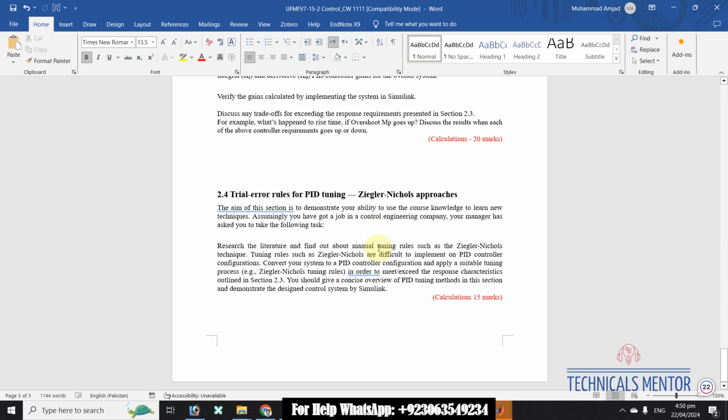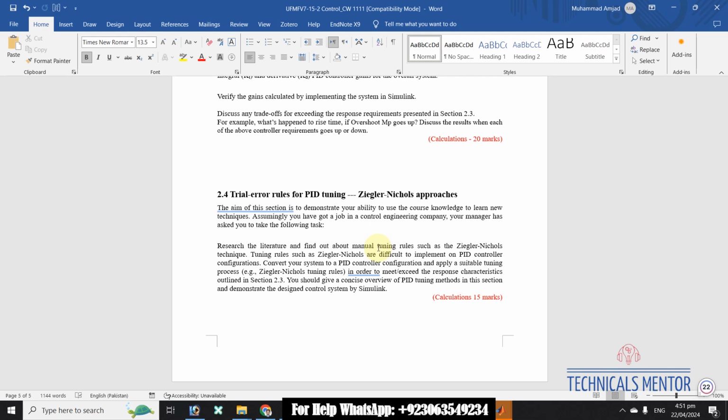Then we will see the trial and error rules for PID tuning by using the Ziegler-Nichols approach. The aim of this section will be to demonstrate your ability to use your knowledge to learn new techniques. We will assume that you got a job in a control engineering company, and your manager will give you a task to research the literature and find out about manual tuning rules such as the Ziegler-Nichols technique. Tuning rules such as Ziegler-Nichols are difficult to implement on a PID controller configuration. You will convert your system to a PID control configuration and apply a suitable tuning process using the Ziegler-Nichols tuning rules in order to meet the response characteristics outlined in the section which we already discussed previously.